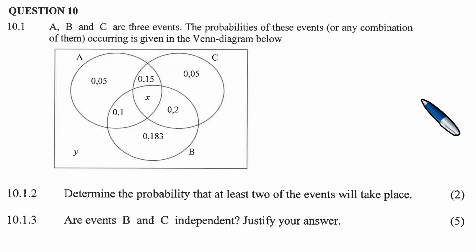Okay, now we move on to the next question. A, B, and C are three events. The probability of these events or any combination of them occurring is given in the Venn diagram below. Determine the probability that at least two of the events will take place. You already know that X is 0.16. We already know that Y is 0.107. So determine the probability that at least two of the events will take place.